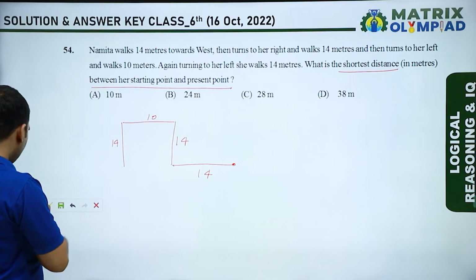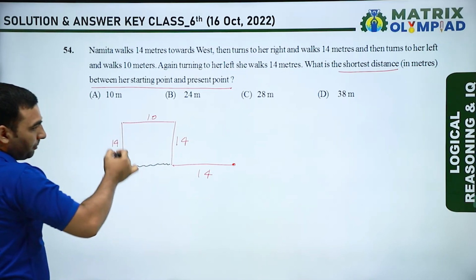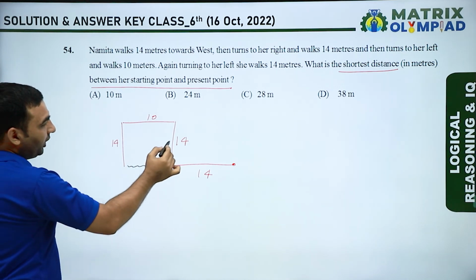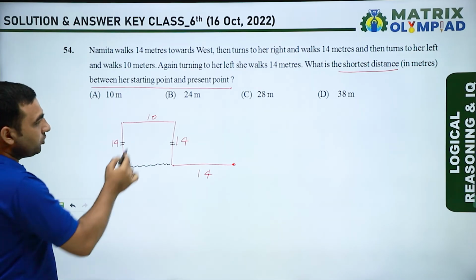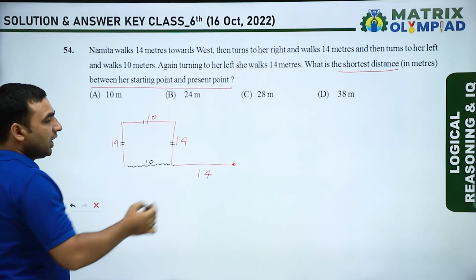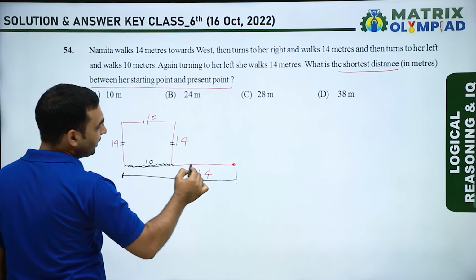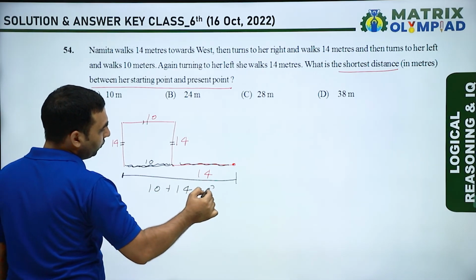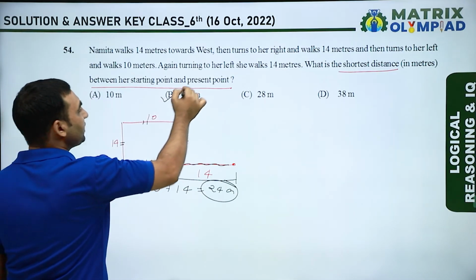Then you say, how to find this distance if this figure is like a rectangle? 14 side is equal to the front side 14. Then you say, if this distance is 10, this is also 10. What is your total distance? Then you say, this is 10 and this is 14. 10 plus 14 is equal to 24 meters. This is our answer. Option B is the correct answer.